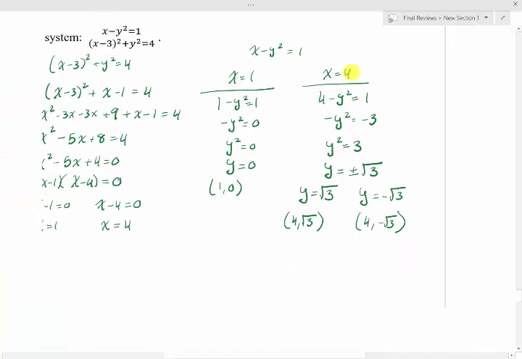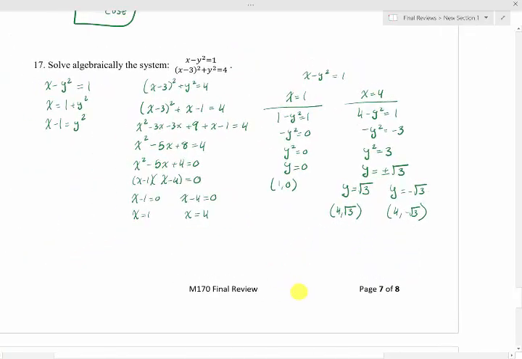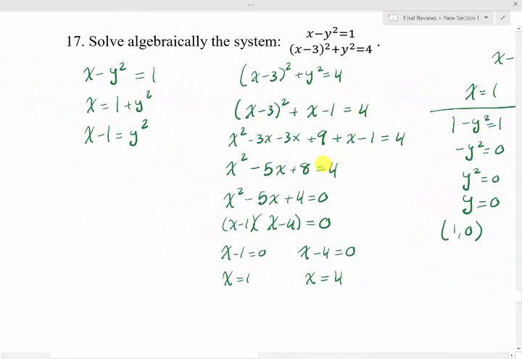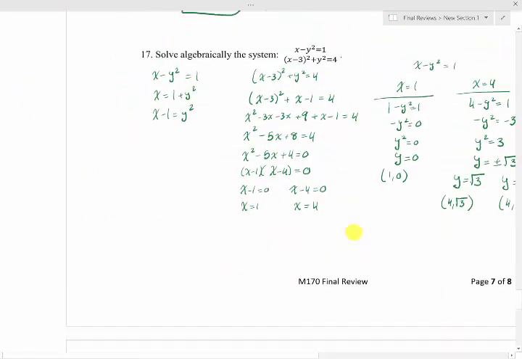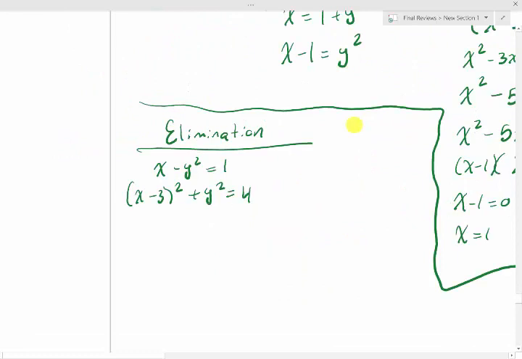Now we could have done this using elimination. For something like that, I would have eliminated my y squareds. For elimination, we want to get rid of one of these variables entirely. I see that I can easily get rid of my y squareds by just adding these two equations together, because one is negative and one's positive. When I add these together, I want to make sure I only add like terms. So since I have (x minus 3) squared, I'm going to leave that alone and just add x on the outside.